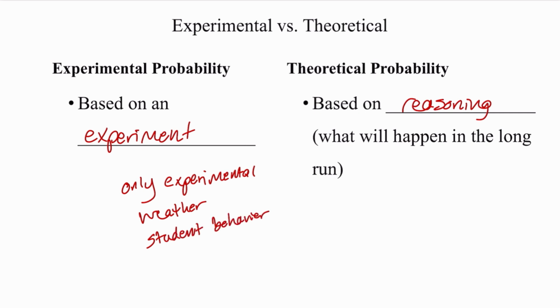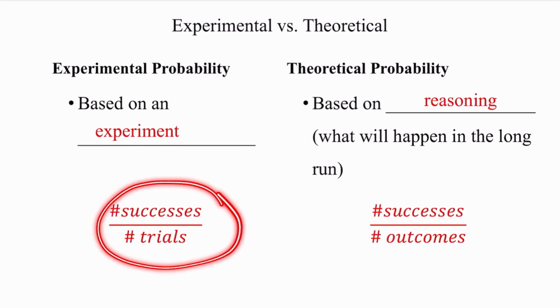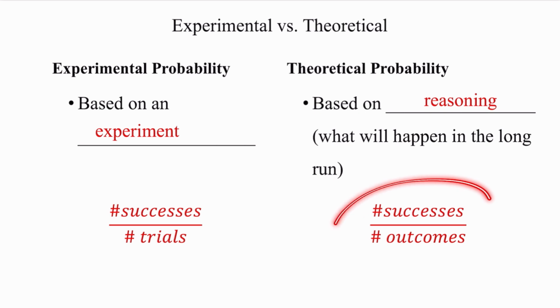If you're running a club and you're trying to make a probability of how many people will join your club, well, you can't make that prediction based on theoretical probability. And sometimes even with medical treatments, you don't really know what's going to happen, so you just have to experiment with it and see what happens. So your experimental probability would be your number of successes over your number of trials, and your theoretical probability would be your number of successes over the total number of outcomes.